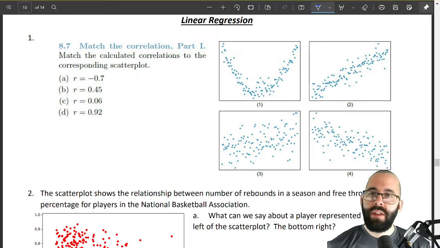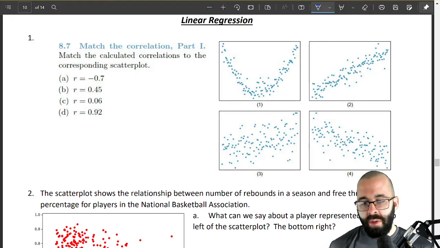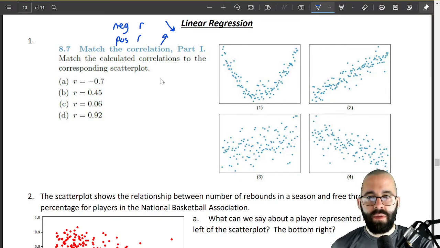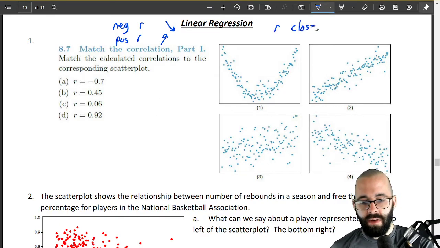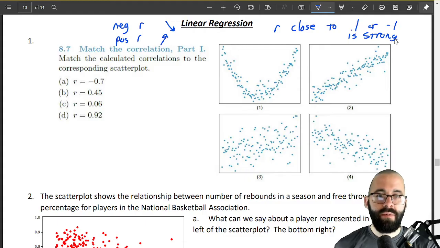Let's start with linear regression number 1, some examples. Match the correlation. So remember, correlation, negative, means negative slope. Negative R value is negative slope. Positive R is positive slope. If it's close to +1 or -1, is strong. Otherwise, it's weak or on the weaker side.